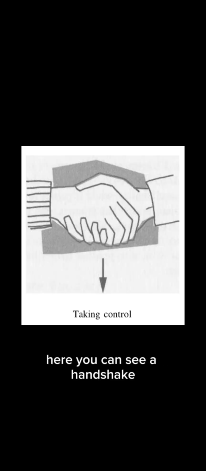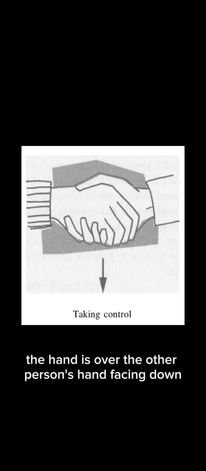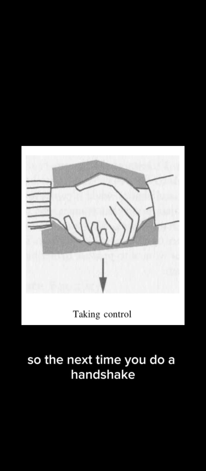So now that we have a basic understanding of hands, let's get into how handshakes can determine who is dominant and who is submissive. Here you can see a handshake. The arrow means how the hand is positioned. The hand is over the other person's hand facing down, which indicates authority. So the next time you do a handshake, see if the person does this or not.